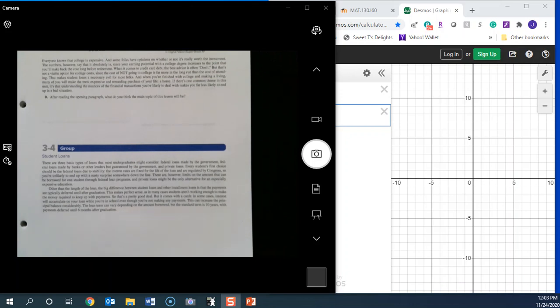Okay, here at the bottom, it says student loans. There are three basic types of loans that most undergraduates might consider: federal loans made by the government, federal loans made by banks or other lenders but guaranteed by the government, and private loans. Every student's first choice should be the federal loans due to stability. The interest rates are fixed for the life of the loan and are regulated by Congress, so you're unlikely to end up with a nasty surprise somewhere down the line.